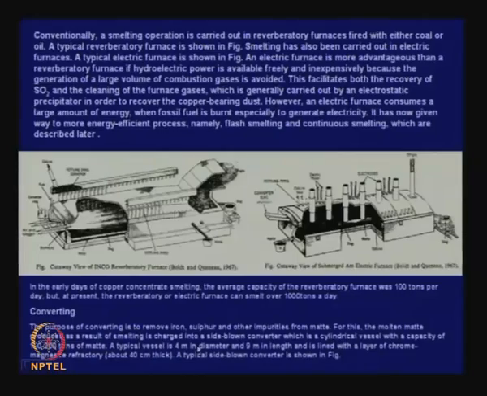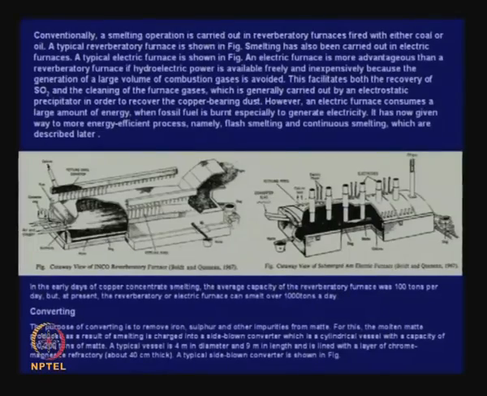The purpose of converting is to remove iron. Part of that iron you have removed earlier by making FeO and removing it partly, but again a lot of that iron that is left there as FeS will be removed in the converting step. Sulfur and other impurities from matte will also be removed. For this, the molten matte is produced as a result of smelting.